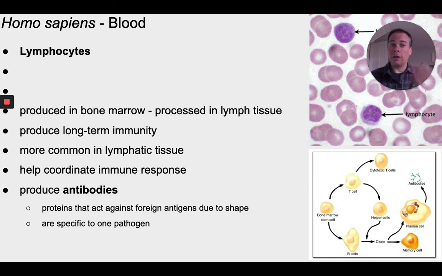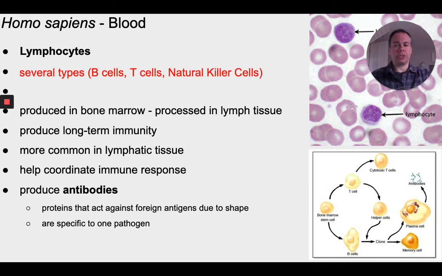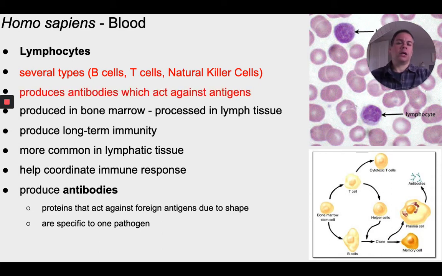Another type of immune cell are called lymphocytes, and there's several different types of lymphocytes. There's B cells and T cells, natural killer cells, and they have a variety of functions, but what you should know is that they work together to provide us with immunity to a pathogen. Okay. The lymphocytes are the cells that produce antibodies. Okay.